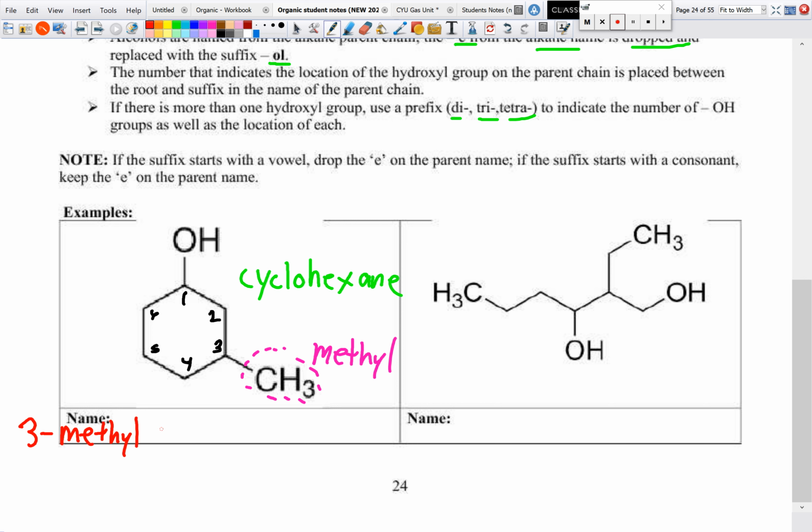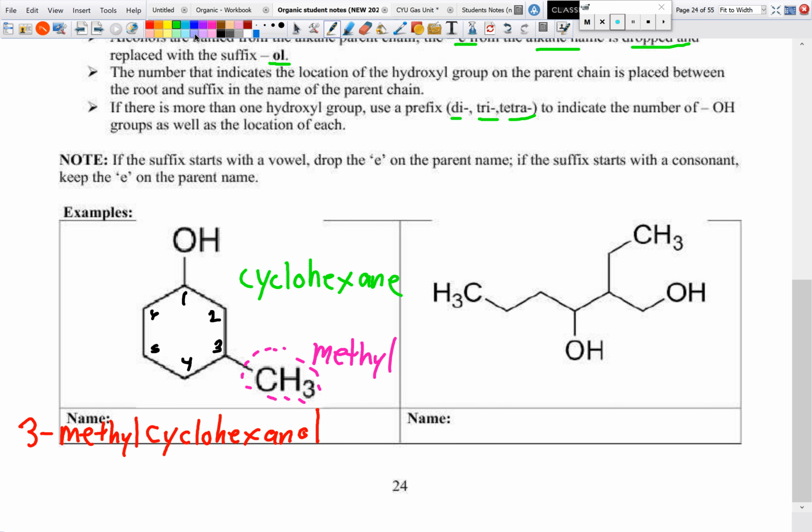Now we name it like it's an alkane, so it will get cyclohexane, but from our rules, we drop the E and we add OL. So you get 3-methylcyclohexanol. Now I'm not putting the location of the hydroxyl group in the name right here, because just like our cycloalkenes and alkynes, it is assumed that the functional group is on carbon 1. So in this case right here, it's assumed carbon 1 is going to contain the functional group.